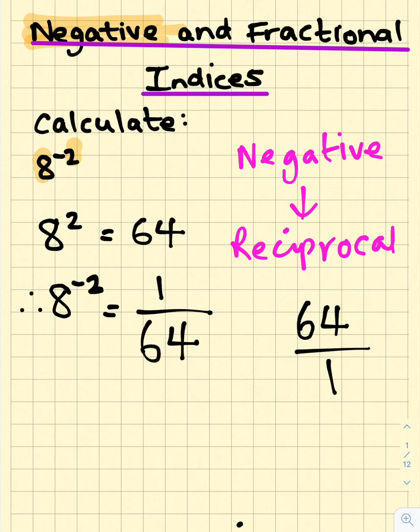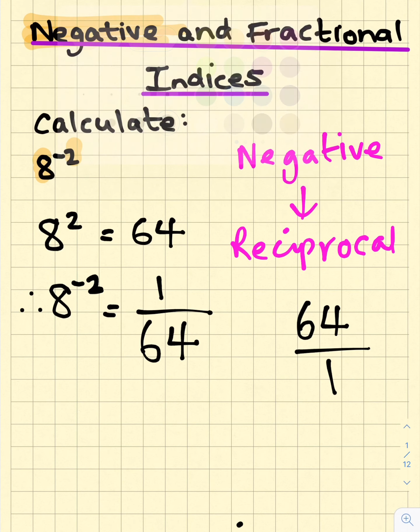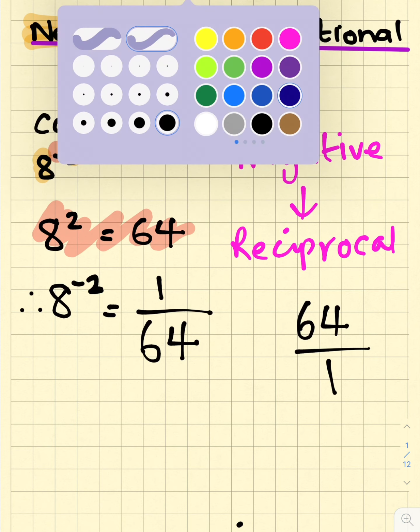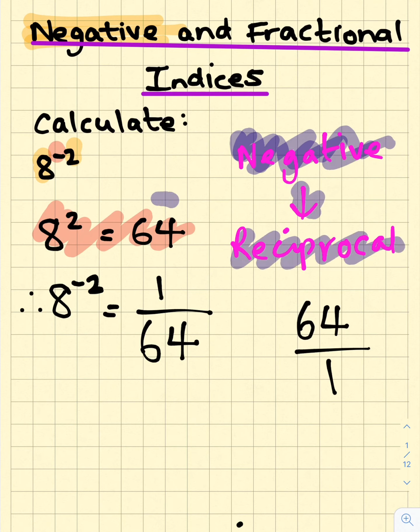So I'll just explain that again. First of all, we ignored the negative, and we just evaluated the question as a positive power. So we dealt with 8 squared equals 64. Then we went and dealt with the negative, and we said that the negative leads to a reciprocal. So we took our integer and we inverted the fraction 64 over 1, we inverted to 1/64.